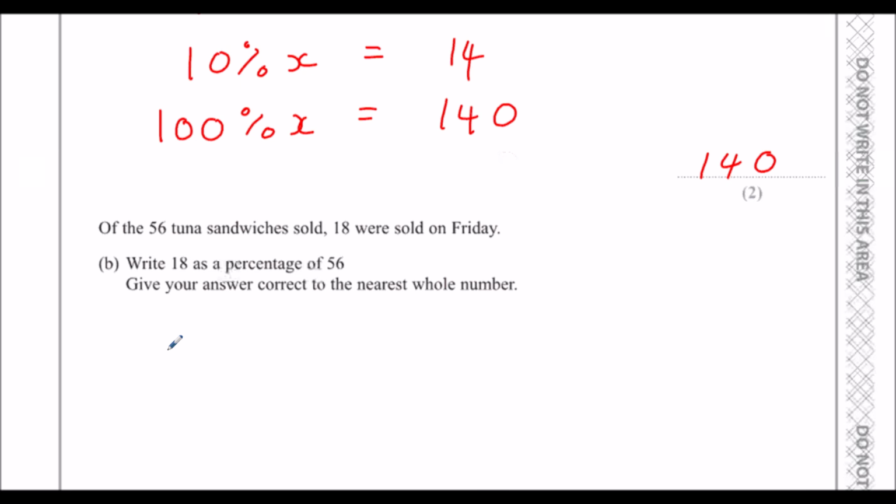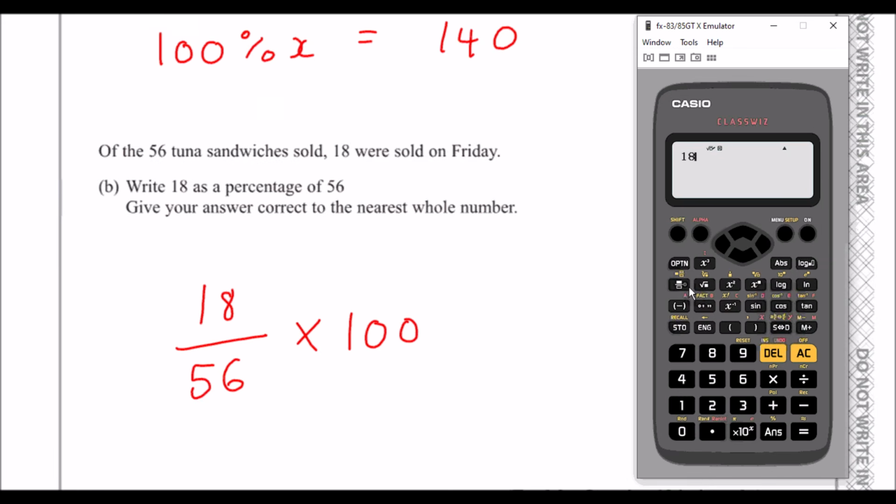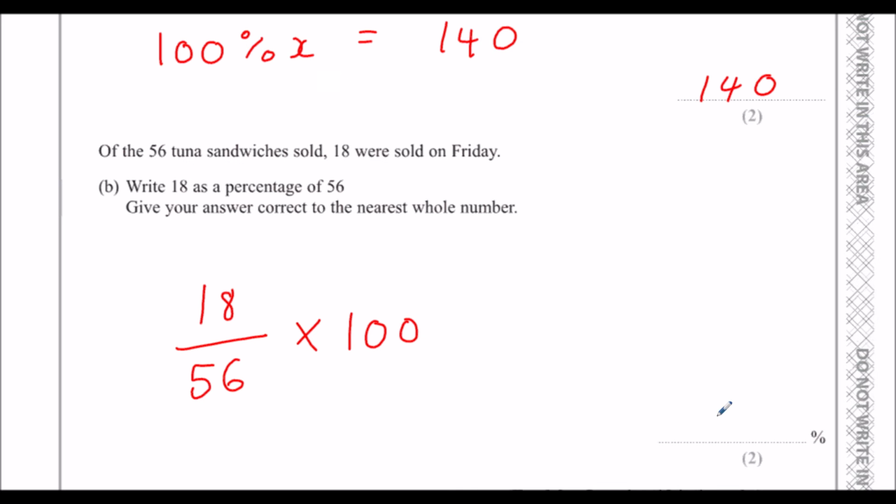Of the 56 tuna sandwiches sold, 18 were sold on Friday. Write 18 as a percentage of 56. Give your answer correct to the nearest whole number. So 18 out of 56, to write it as a percentage, times by 100. So it's 18 over 56 times 100. So the nearest whole number, it's 32.1. 1 isn't 5 or above, so it stays at 32. So that's 32%.